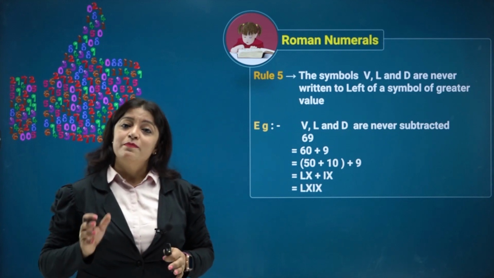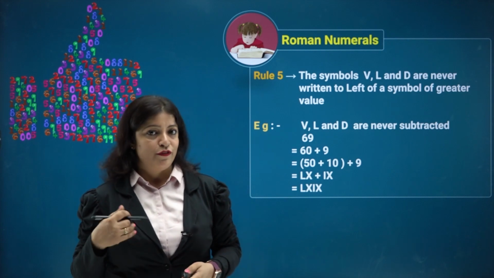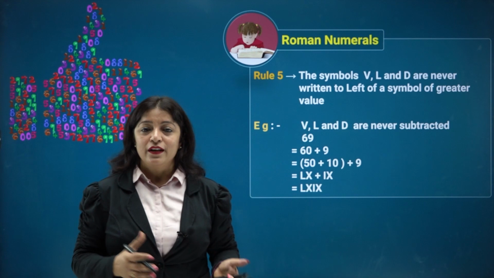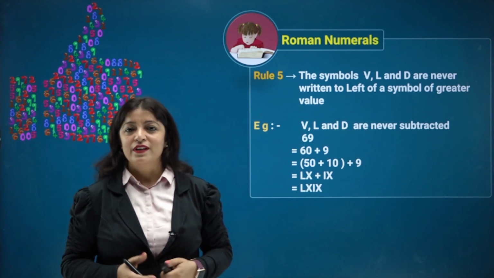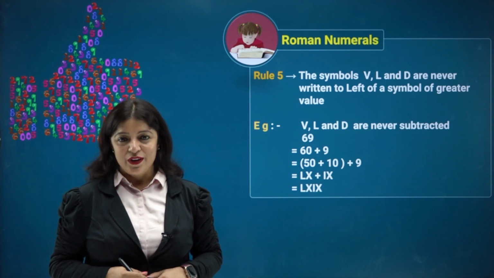So you can try with many such examples on your own. Try to frame any number like 439 and see how you can combine different Roman numerals to get that particular number. So I hope this chapter is now very clear to you.